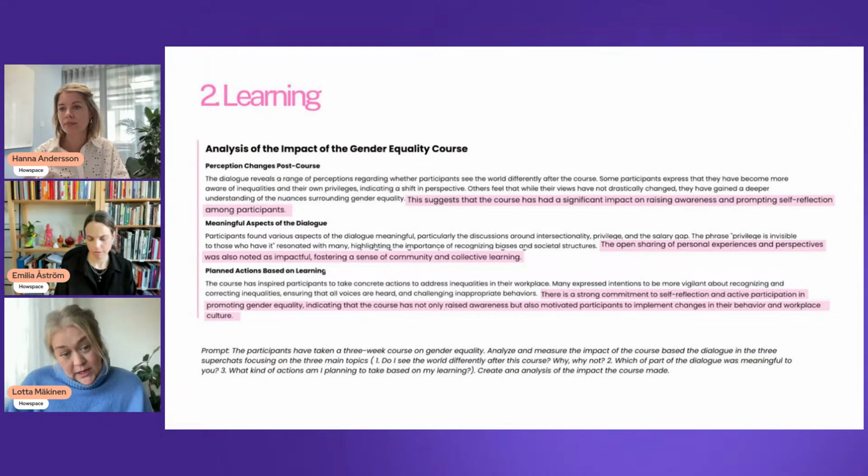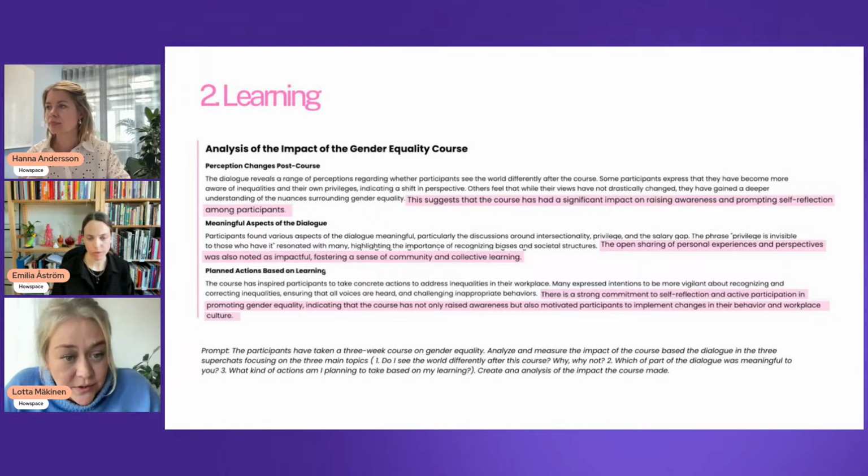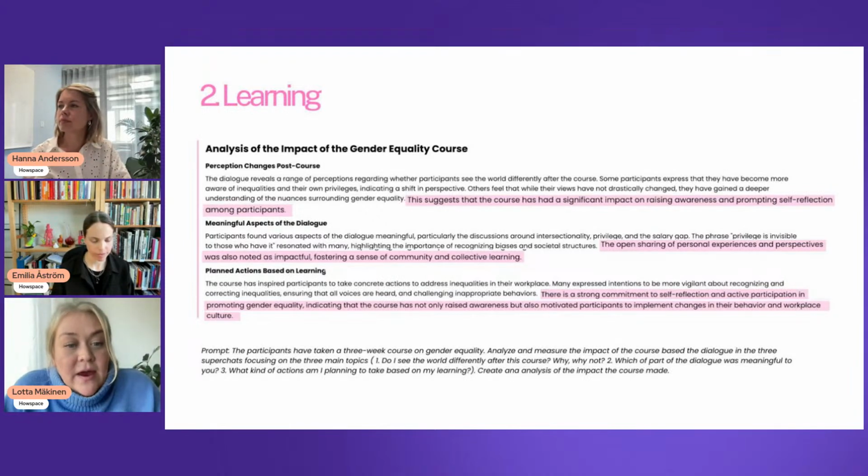And then from these 3 chats, we could again pull in our amazing AI, ask the AI the question, can you measure the impact of the course based on these 3 dialogues? And it again suggests that the course had a significant impact on raising awareness and prompting self-reflection. The open sharing of personal experience and perspectives was also noted as impactful. And there is a strong commitment to self-reflection and active participation in promoting gender equality. We're happy with that. Again, all of these things indicate that knowledge was gained and actions were internalized.